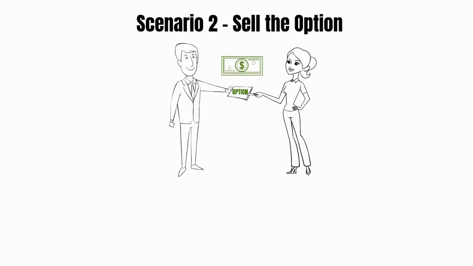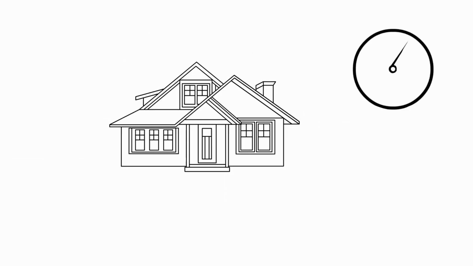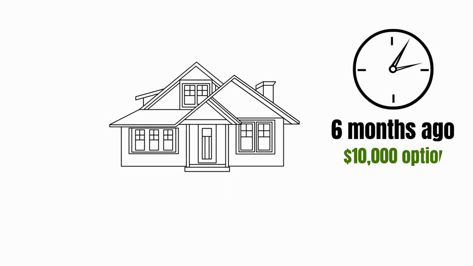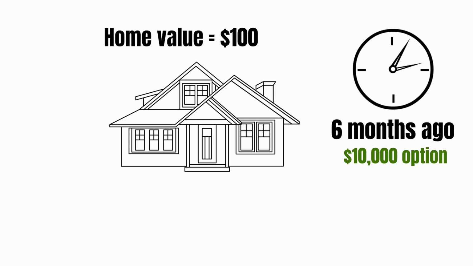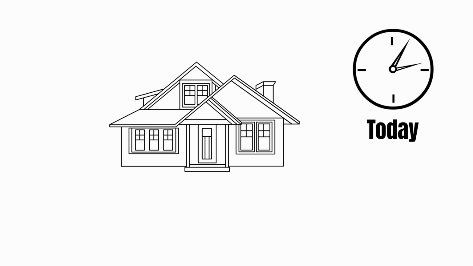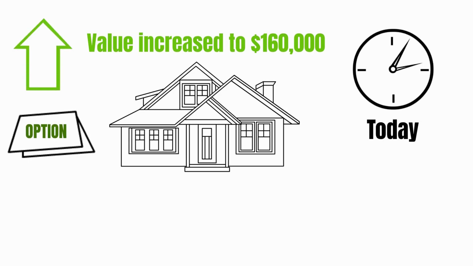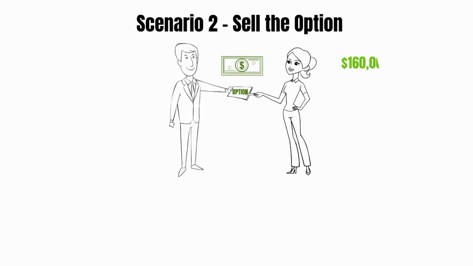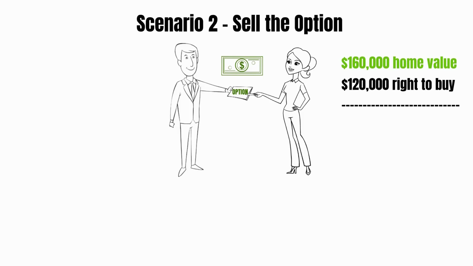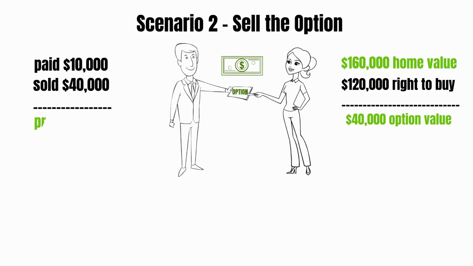Now, scenario 2 would be to sell the option to another buyer. Keep in mind, I purchased the option for $10,000 while the home was valued at $100,000. Now, since the home has increased to $160,000, my option value has increased as well. If the current value of the home is $160,000 and the option gives you the right to buy it at $120,000, the value of the option is now worth $40,000. So I paid $10,000, I sold it for $40,000, and my profit was $30,000 on that option.